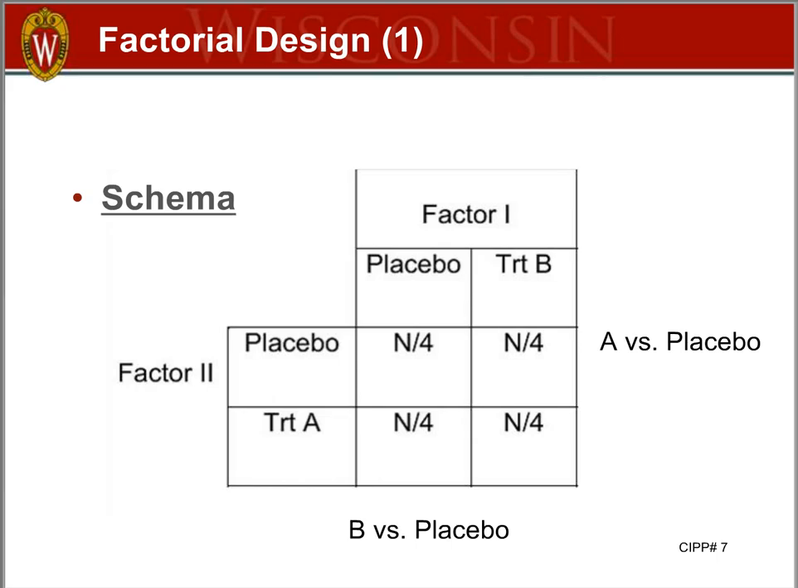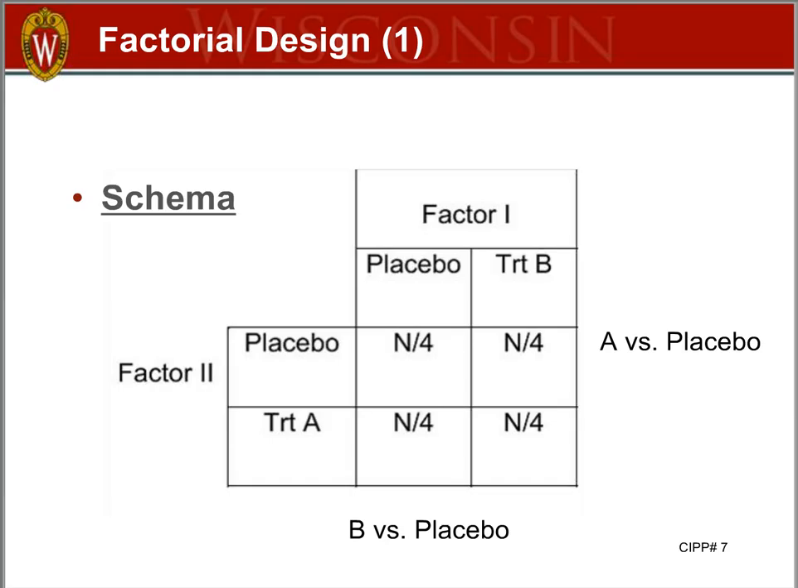So a second design, which is slightly more complicated than the parallel design, is the factorial design. It's an idea of getting 2 studies for the price of 1. Here we have in this picture, the schema, 2 factors, factor 1 and factor 2. For example, in the Women's Health Initiative, we studied the use of hormone therapy, hormone replacement therapy, and the use of calcium supplementation, as well as a low-fat diet. So that had 3 factors.